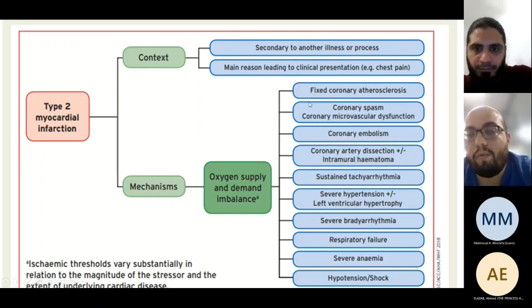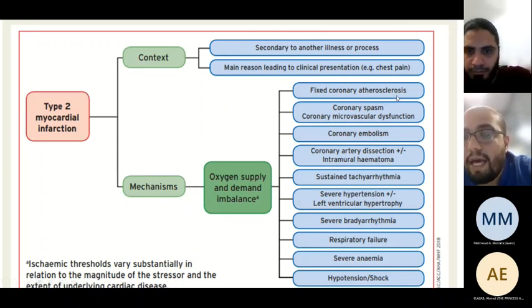So if something happens to the coronaries, affecting the coronary filling volume and time, then the patient will develop a type 2 MI. But it depends on the magnitude of the stressor, as the slide is saying here, and the underlying cardiac disease of the patient. For example, someone can have very good control of his diabetes and blood pressure, but he's had them for a long period of time. He has a fixed coronary atherosclerosis, which is fine based on his baseline effort and performance.